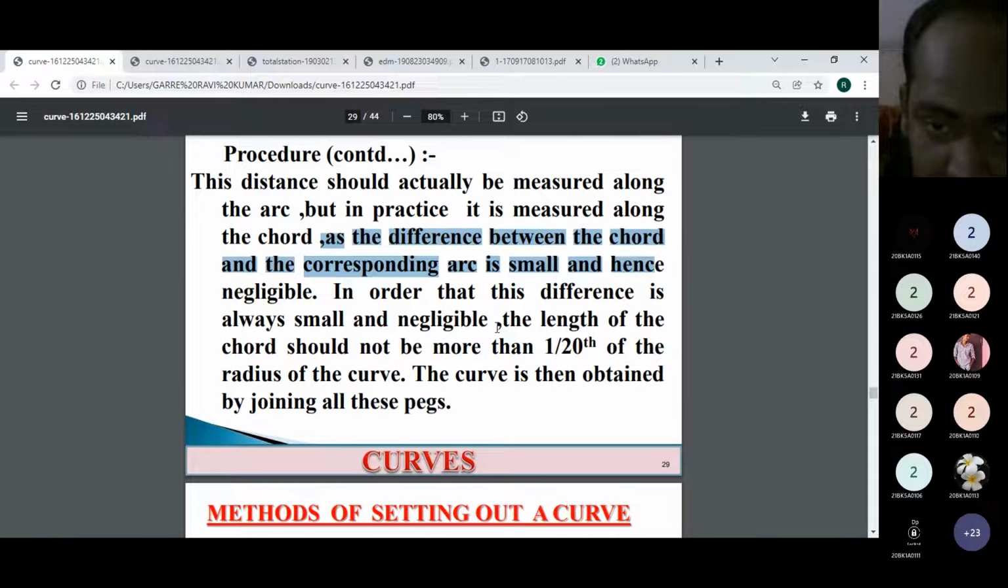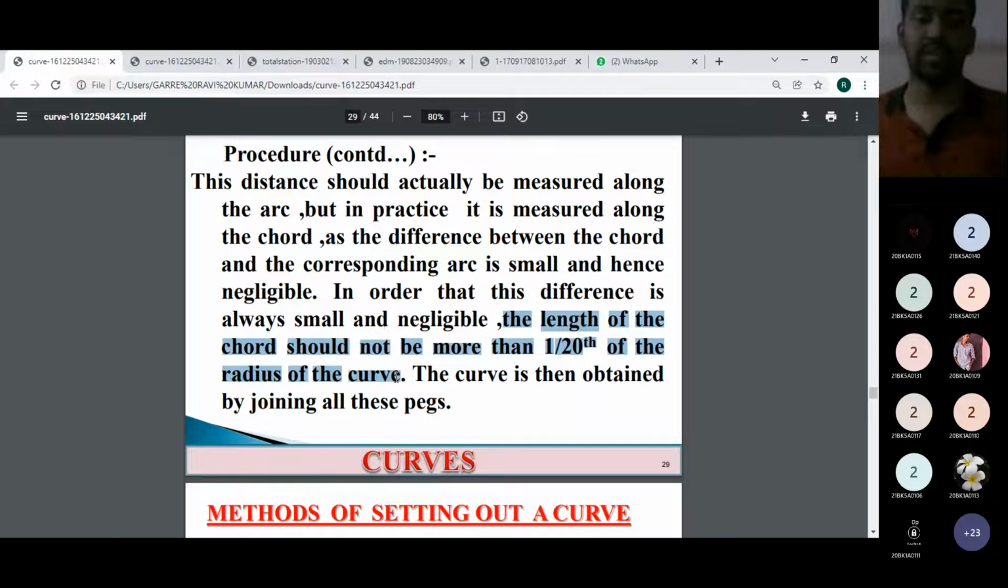And one more thing, the length of chord should not be more than 1 by 20th of the radius of the curve. Understand? So always the length of chord should be less than 1 by 20th of the radius of the curve. This is one of the important things we can remember, and no need to remember because always it will be like that only in the field. The curve is then obtained by joining all these pegs.